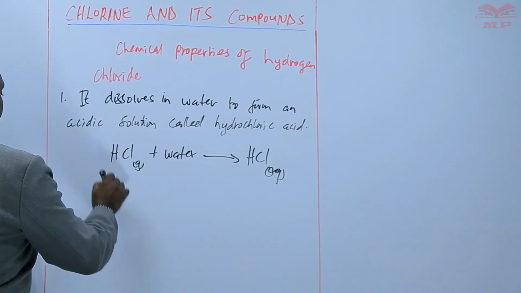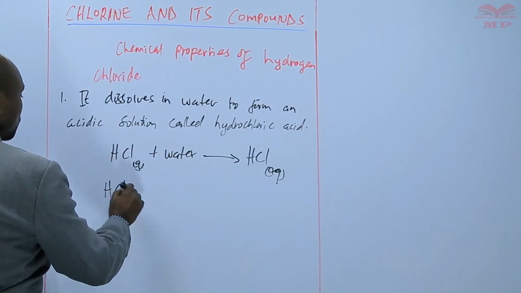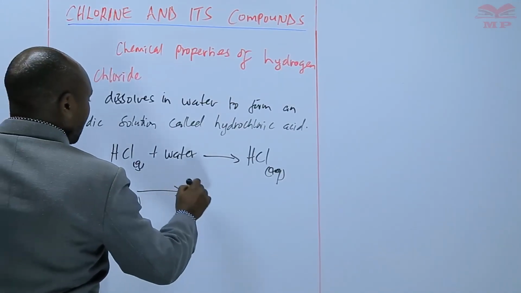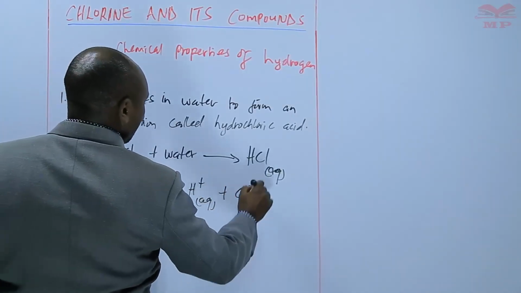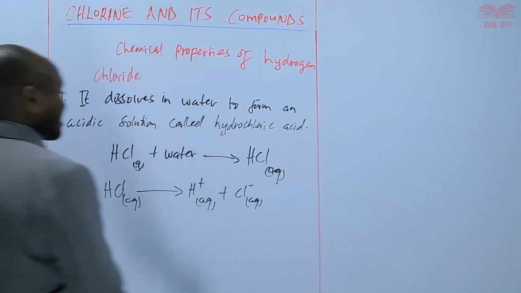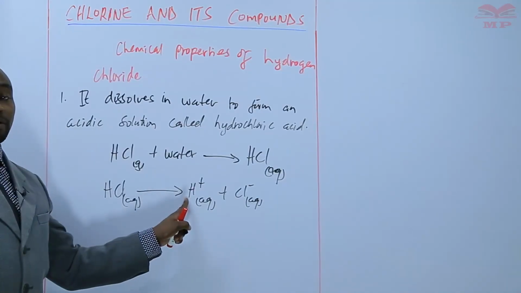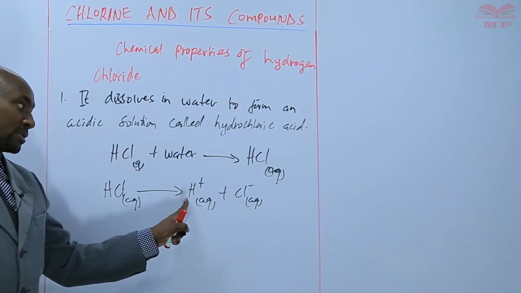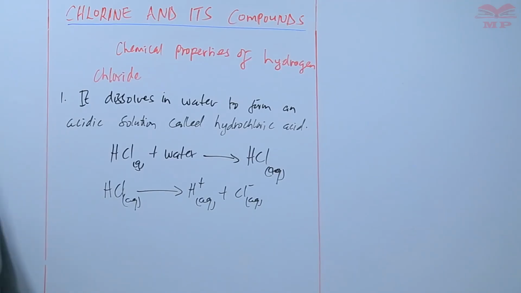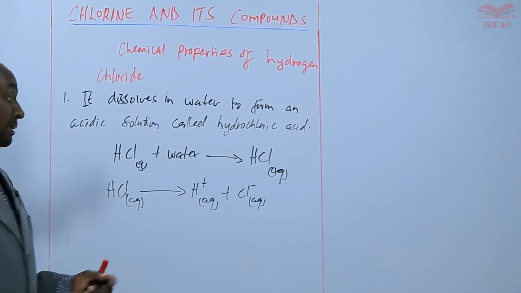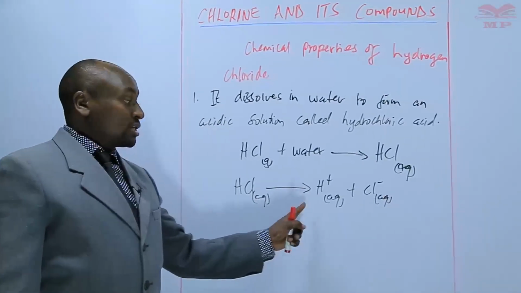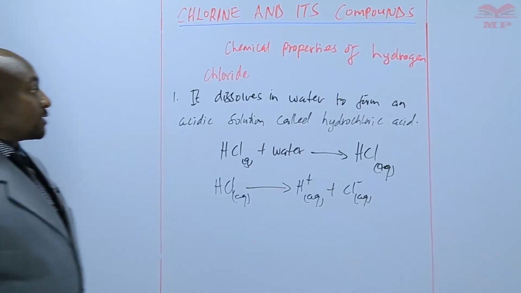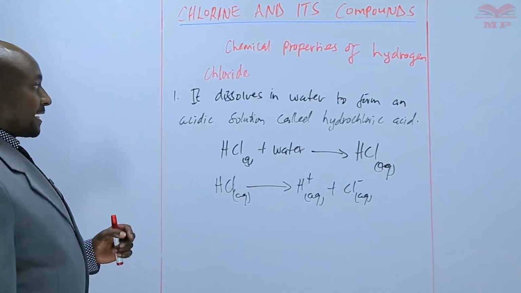And hydrochloric acid has two ions. We have hydrogen ions and chloride ions. So the acidity is because of the presence of hydrogen ions. And that's why we earlier said that when you introduce a moist blue litmus paper, that paper turns red because of the presence of hydrogen ions that make the solution acidic.